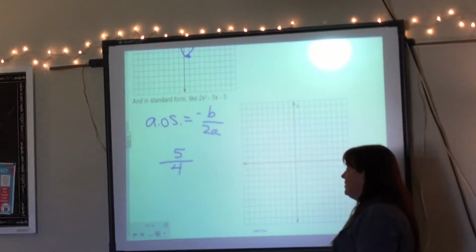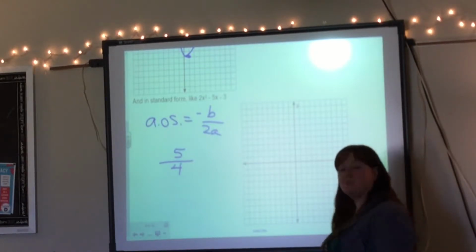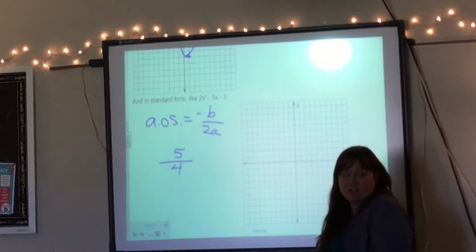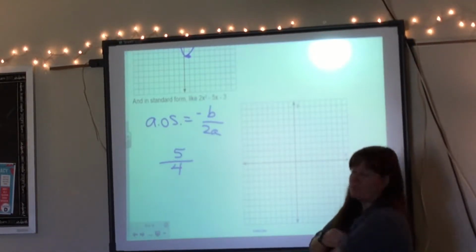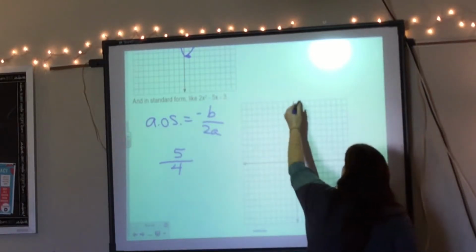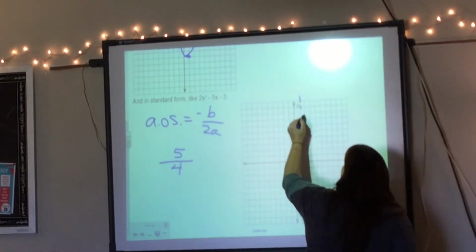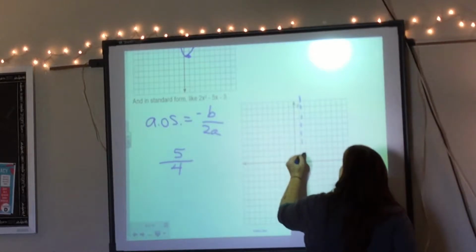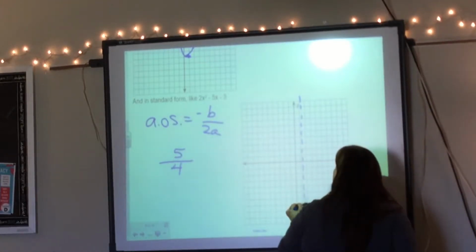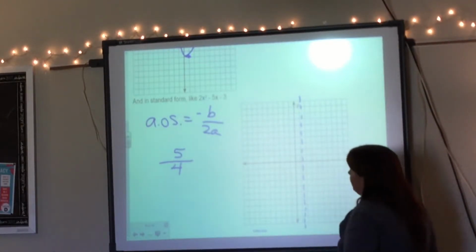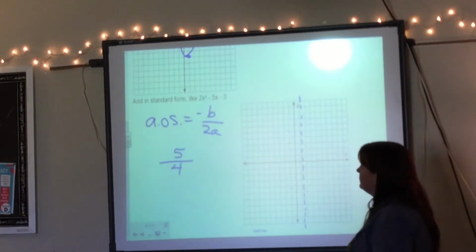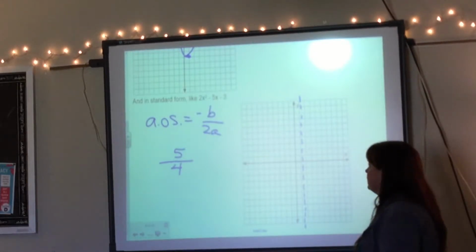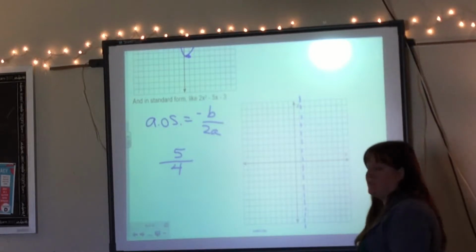So that's a little challenging. Those were bad numbers, but that's okay. It can have an axis of symmetry at 5/4, right? That's a number, like 1 1/4. So we draw our axis of symmetry right here. It's at about 1 1/4. And we have to figure out where our vertex is for this one.